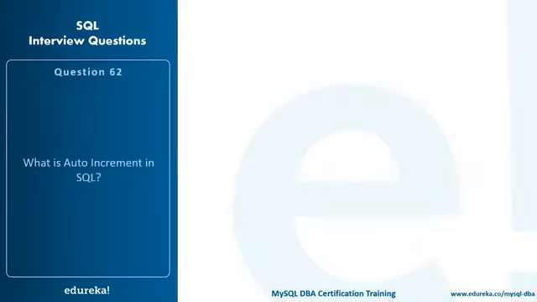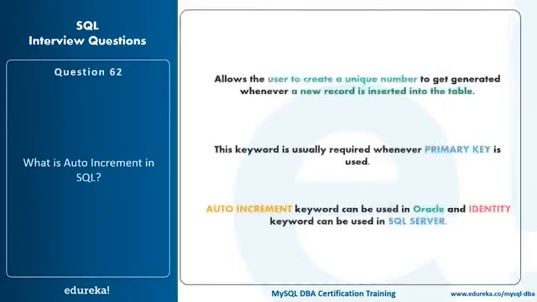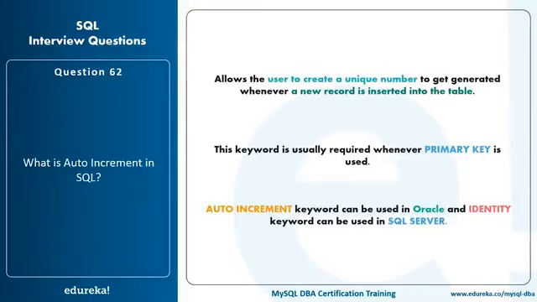Next, let's move forward and understand what is auto increment in SQL. The auto increment keyword allows a unique number to be generated whenever a new record is inserted into the table. This keyword is usually required whenever a primary key is used, and the auto increment keyword can only be used in Oracle, whereas the identity keyword can be used in SQL Server. So that was about auto increment in SQL, guys.